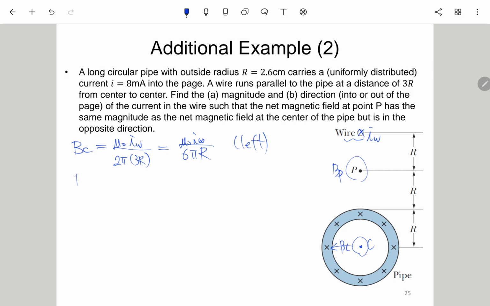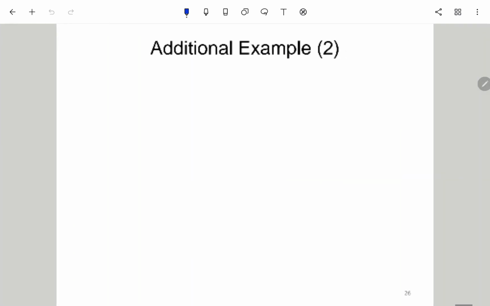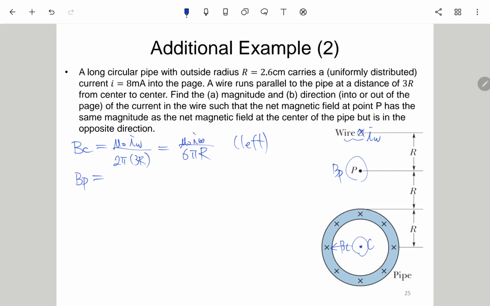So the next step is to find BP. There will be two parts. One part is still contributed by this wire, so it is actually mu 0 IW over 2 pi times R only, since from this wire to the point P is actually R. Something like this, and then minus.